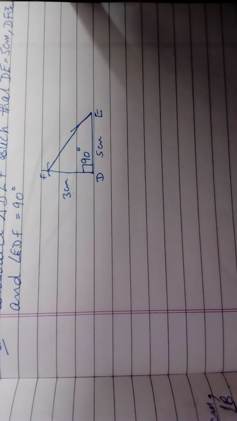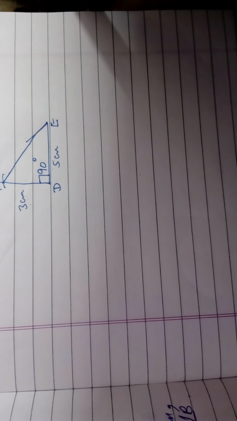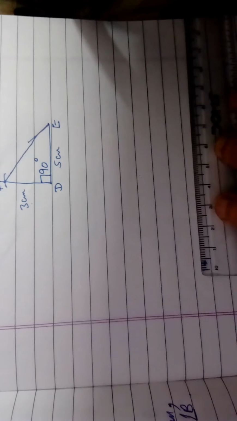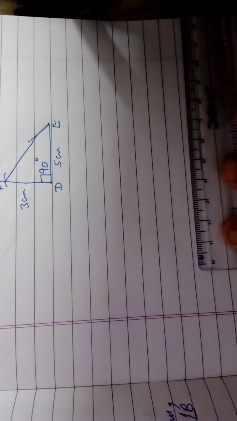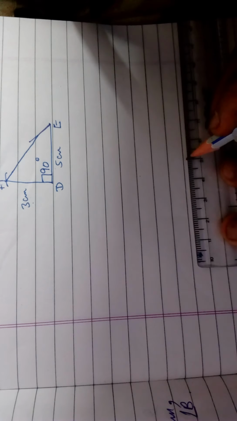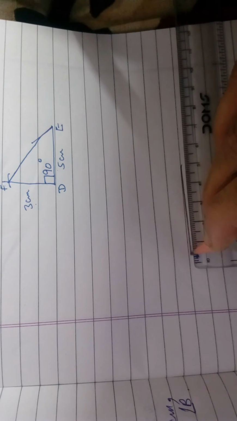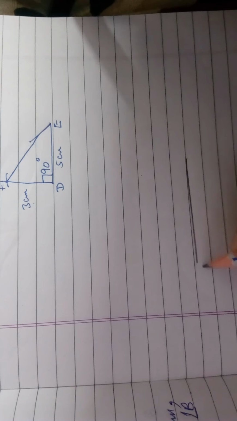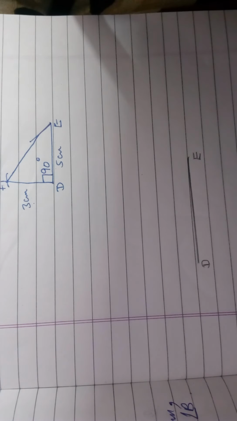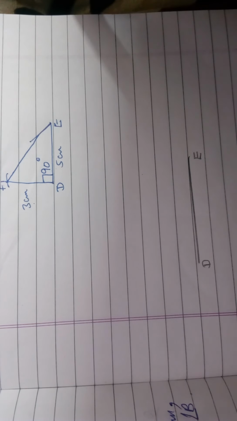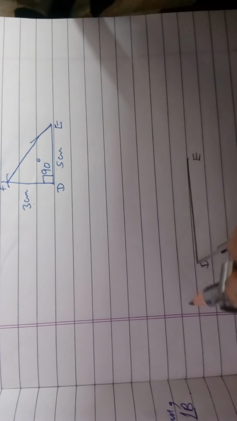First of all, take a scale and draw a line of 5 centimeter, and name it DE. Is it clear? Now on D we have to construct an angle of 90 degrees. In your previous class, 6th, you have learned how to construct an angle of 90 degrees.